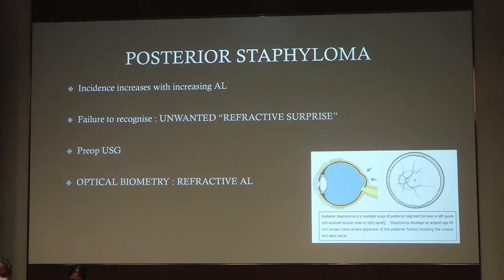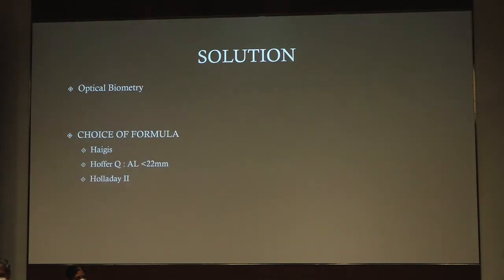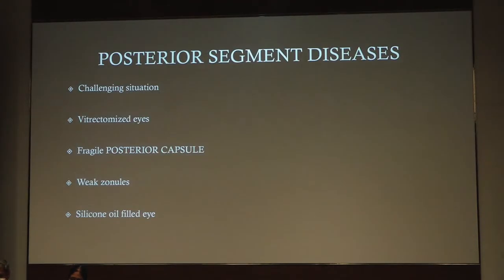Posterior staphyloma is a challenging situation. It must be recognized preoperatively using an ultrasound, and optical biometry is a better option. For short eyes, there are a multitude of problems, like the patient could be nanophthalmic, there could be a shallow anterior chamber with a thick IOL, and you have confusion as to which IOL power to choose. So optical biometry is a good choice, and a few other options have already been discussed.